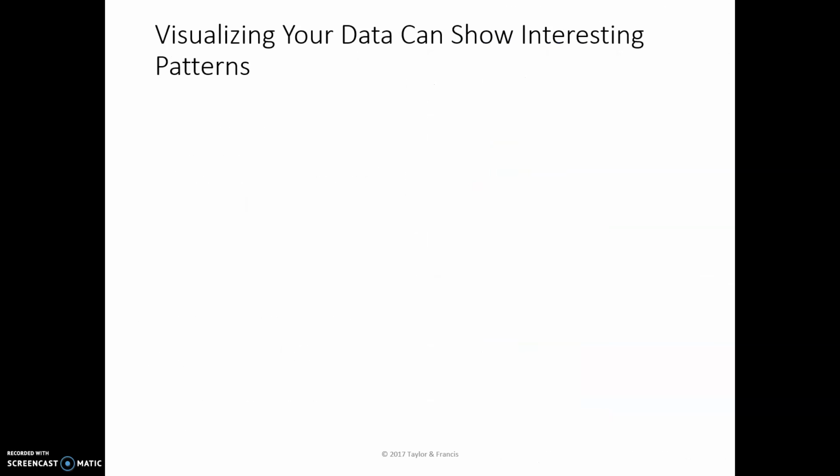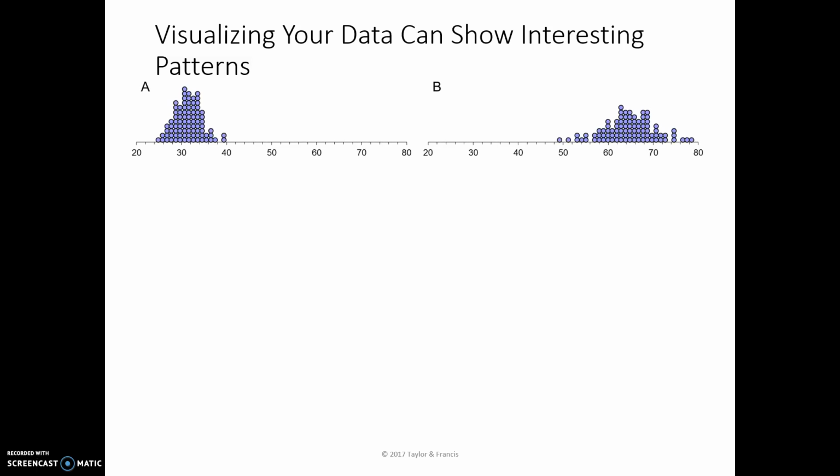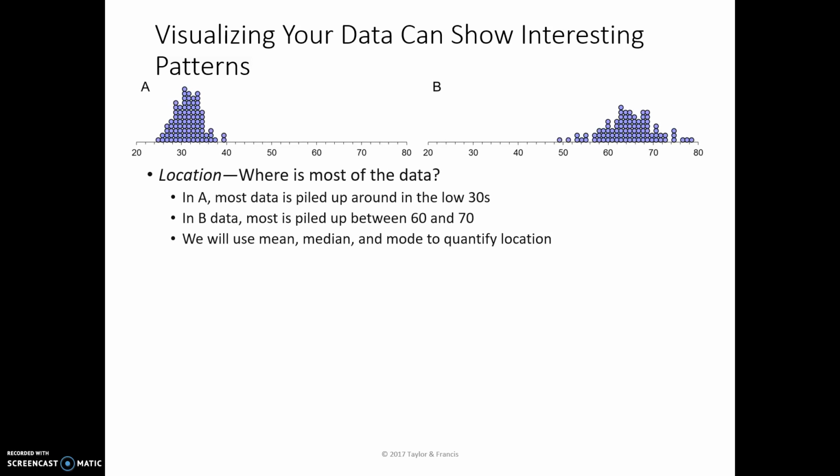Now, one of the things that's nice about visualizing your data is that you can see some pretty interesting patterns. For example, let's say that this is our laptop group, and this is our pen and paper group, and we're looking at percent transcription. One of the first things that you can see with your data is location. Where is most of our data? As you can see in this first panel, most of the data is between the upper 20s through the upper 30s. So most of our data is centered around our 30s.